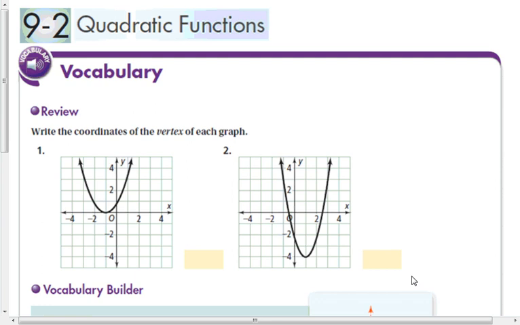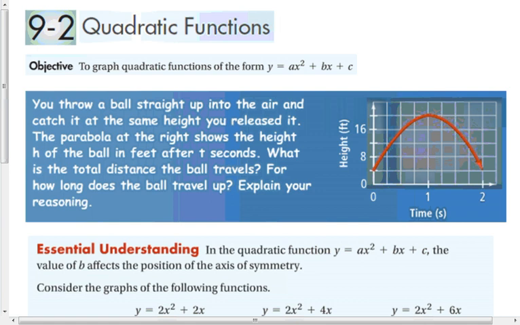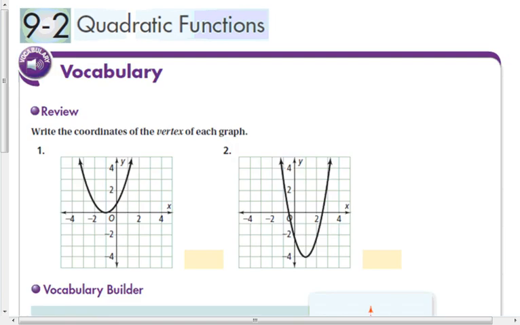Hey students, this is lesson 9.2, quadratic functions. This lesson we are going to learn how to graph quadratic functions in the form y equals ax squared plus bx plus c. Go ahead and do the review here. I'll check back with you.